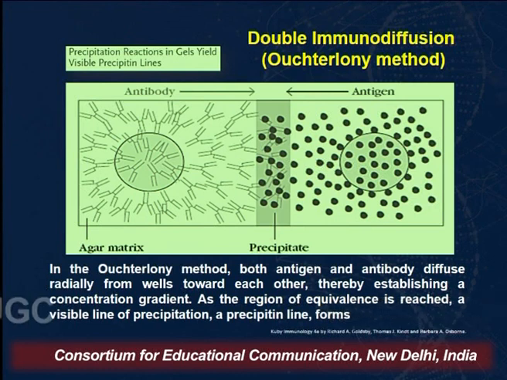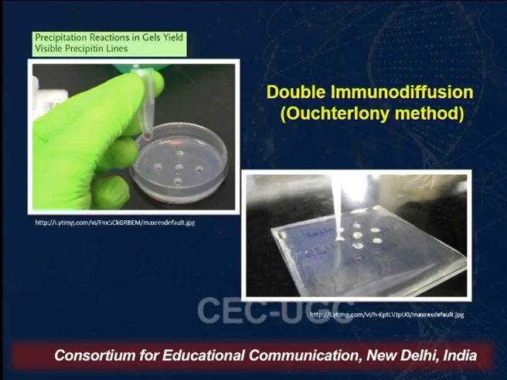Over a period of time, they diffuse radially towards each other. The antibody started diffusing from the left well and the antigen from the right well. As they reached a region of equivalence in between, a precipitin line was formed, or precipitation occurred there. This technique was utilized for the development of various kits.